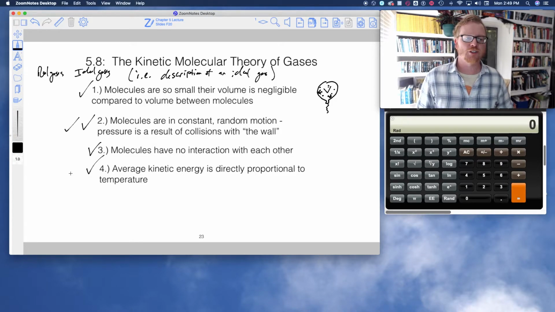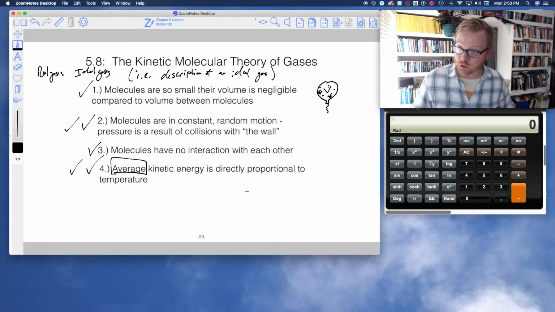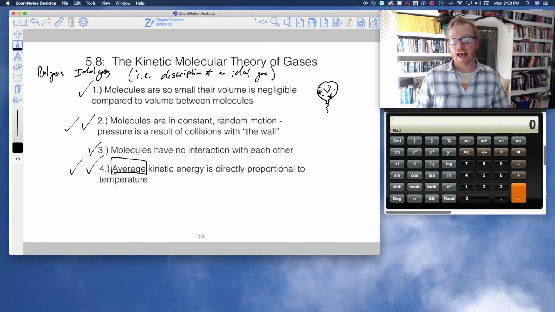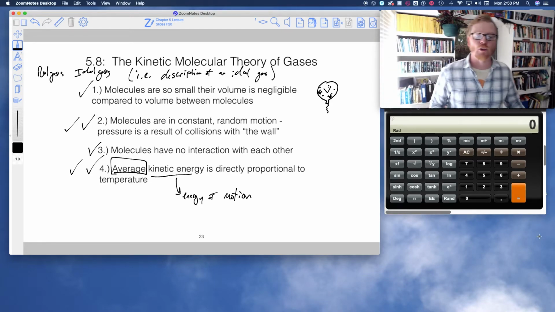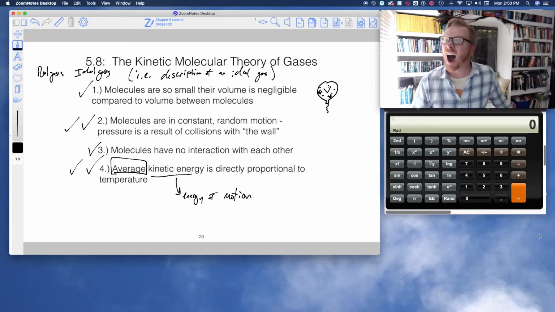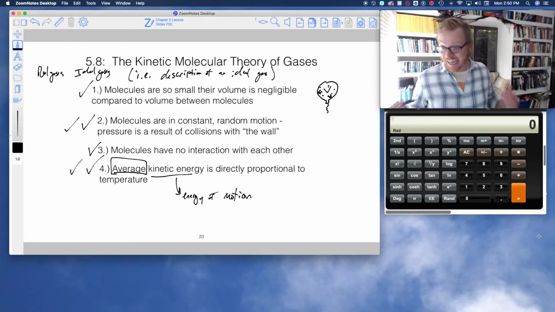Okay, number four, this is true for both ideal gases and for real gases. The average, and I'm going to underscore, box, highlight, average kinetic energy is directly proportional to temperature. So in other words, as you increase the temperature of a gas, you increase its kinetic energy. Well, kinetic energy gives us the energy of motion. So when all these gases are moving around, colliding all over the place, okay, the hotter they are, the more crazy they're moving around, the more kinetic energy they have.